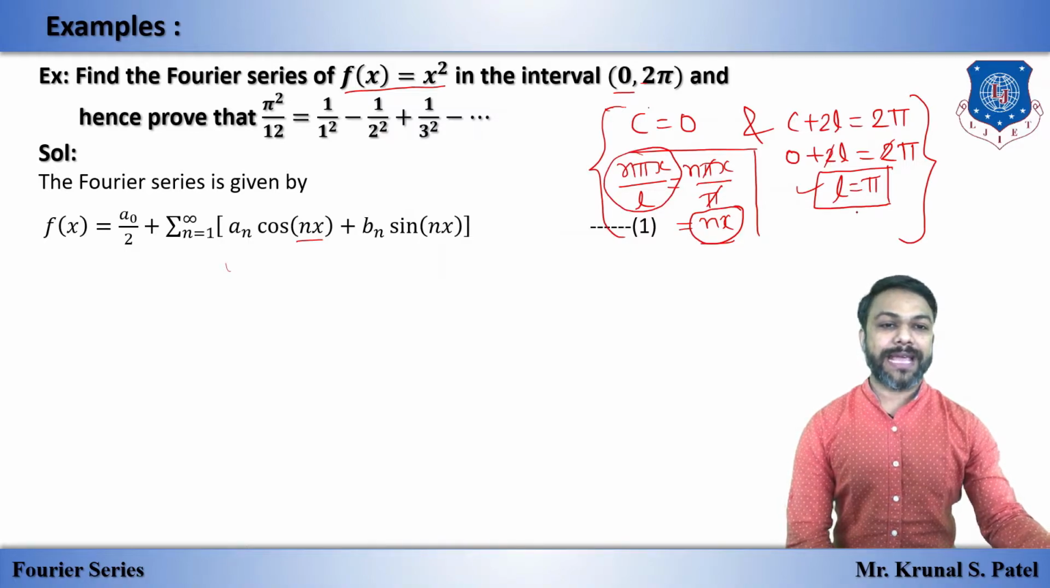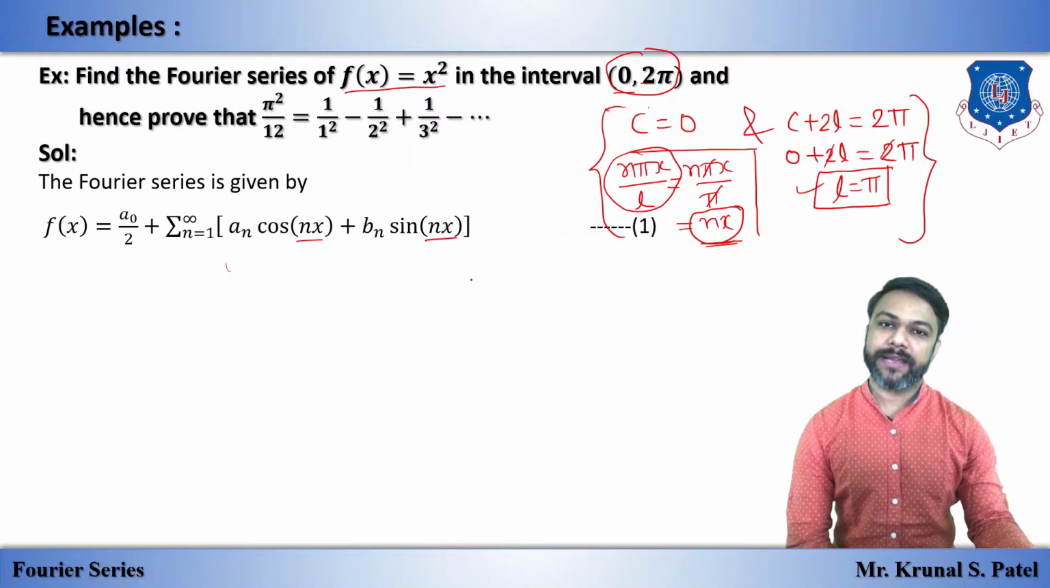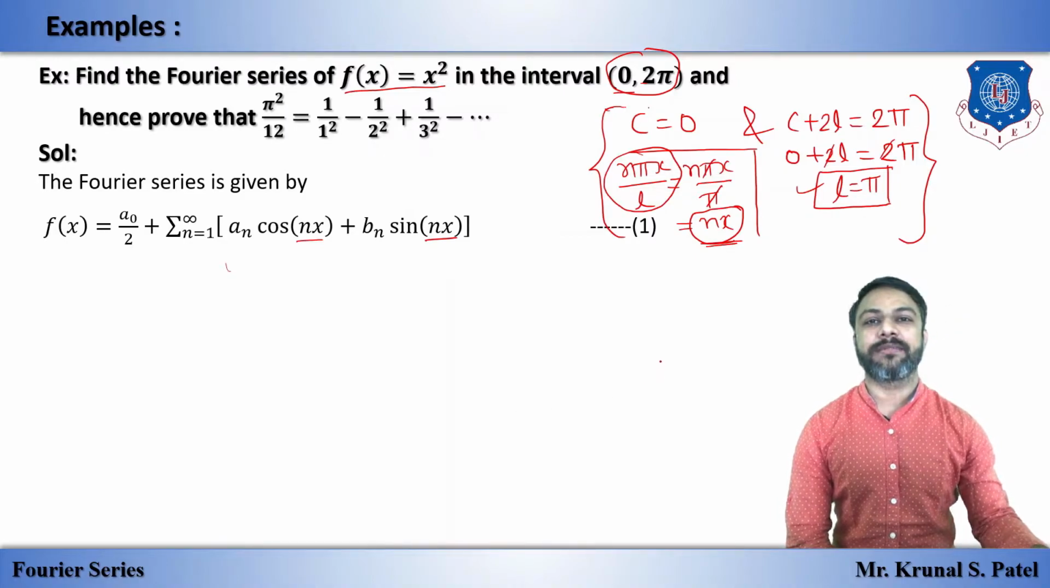After getting L for this example, because the period is 2L, we have L equal to pi, pi cancels out and the angle will be nx. So here nx, and similarly here nx. In this entire example, we will use the angle nx.